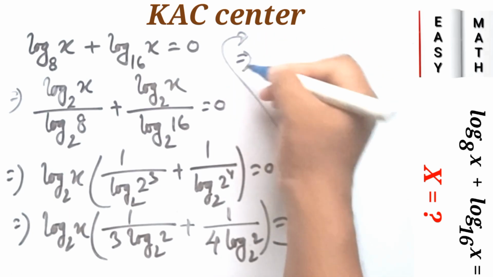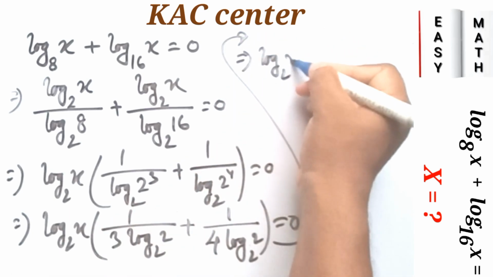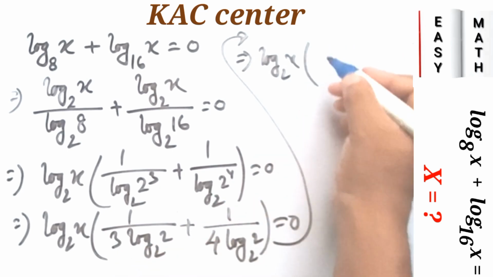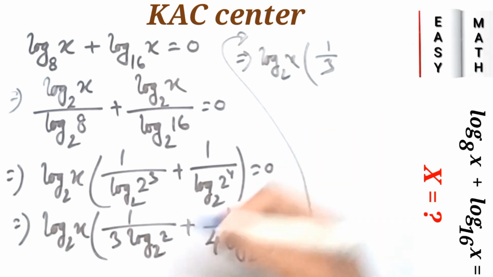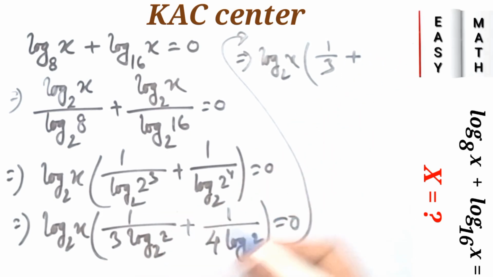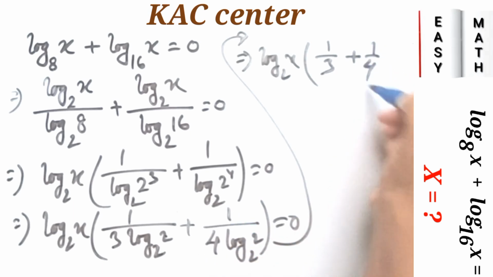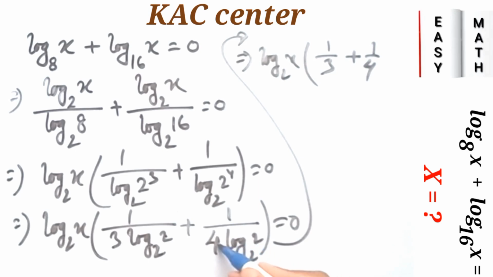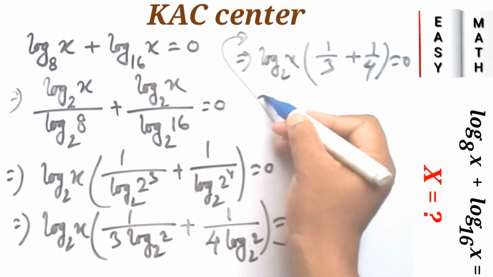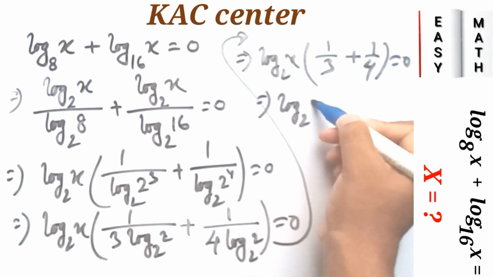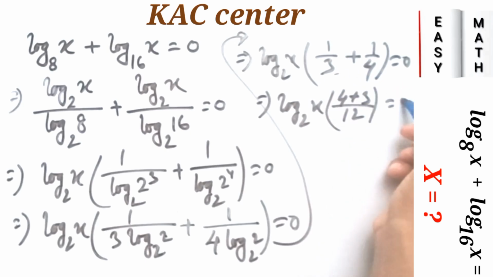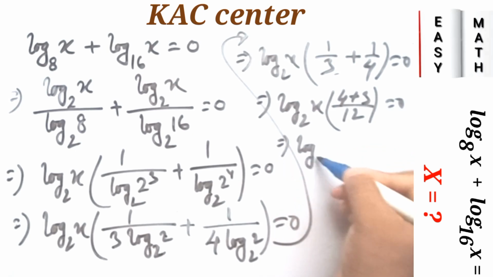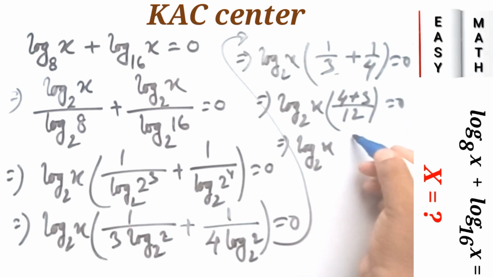This we can write, this is the log of x, and this is 1 by 3, and log 2 base 2, so this is 1, and this is 1 by 4. This is log 2 and log 2, this is 1 into 4, this is 4, so this is 0. So we can write log 2 of x, and the LCM is 12, so 4 plus 3 is 0.